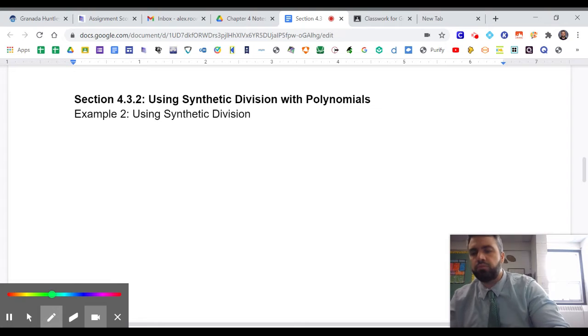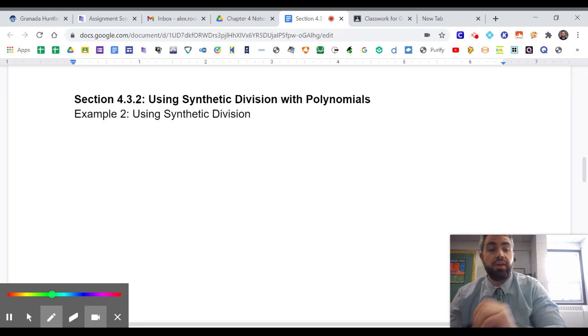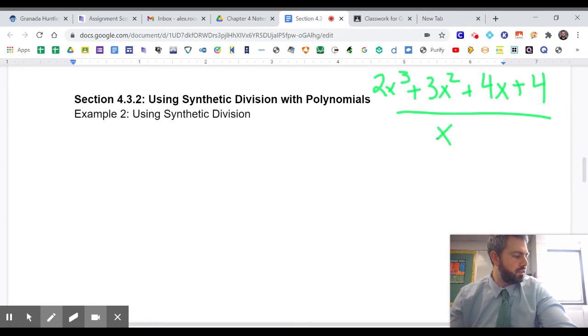Same sort of problem, right? And it's going to look like this. So in fact, let's use the exact same problem. Again, here's our problem: 2x to the third plus 3x squared plus 4x plus 4, all divided by x plus 1. So we know that this has a remainder. Let's just verify this one with synthetic division.